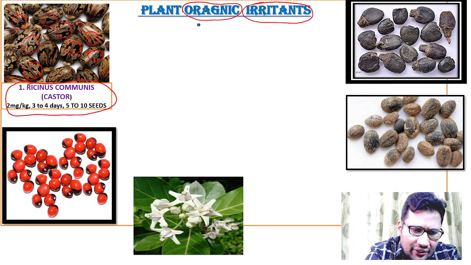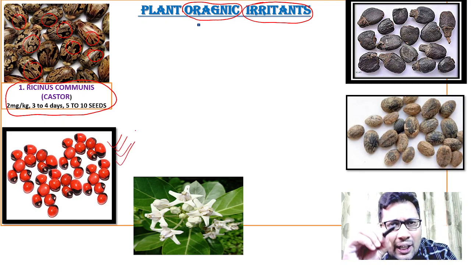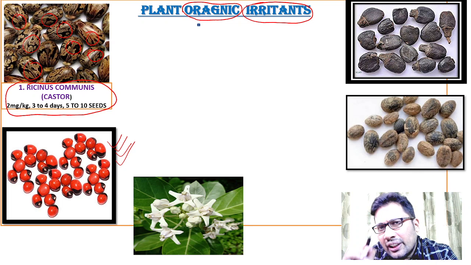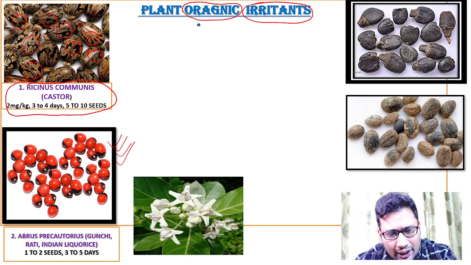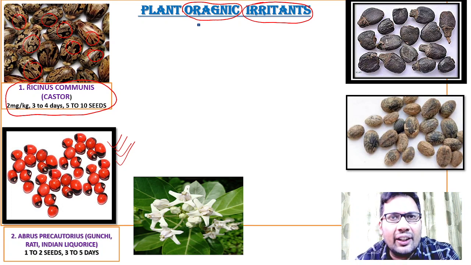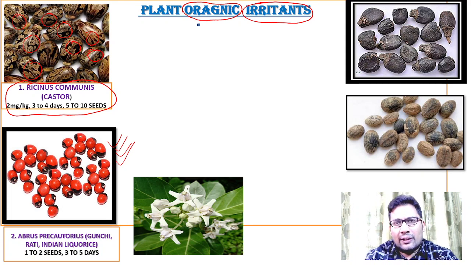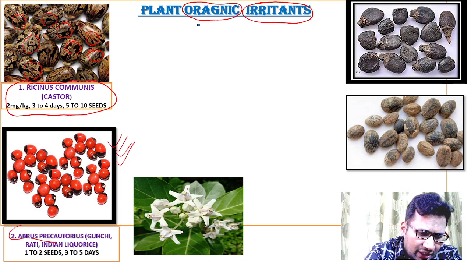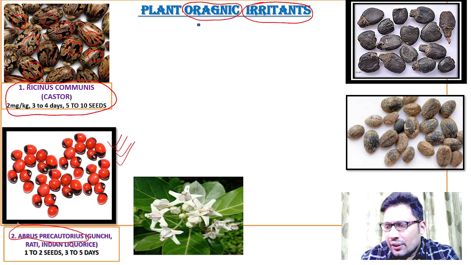The second seed, you can see here, has a black and red color. Whenever you see this kind of picture in exam, it must be Abrus precatorius, also known as Gunchi, rati seed, Indian licorice. The fatal dose is 1 to 2 seeds and 3 to 5 days. I'll discuss only the images.